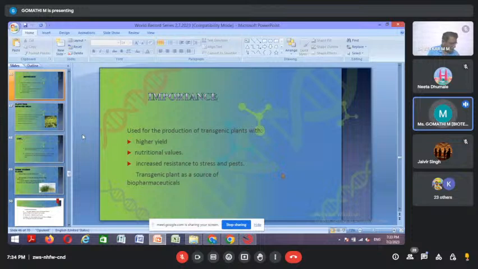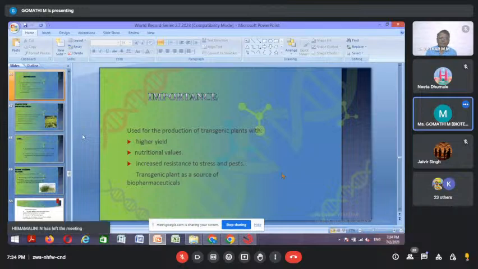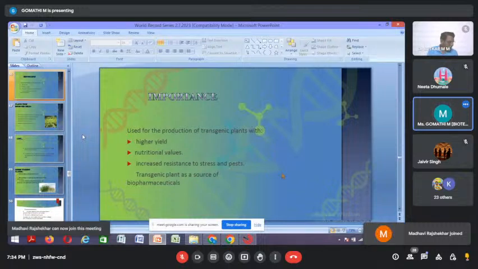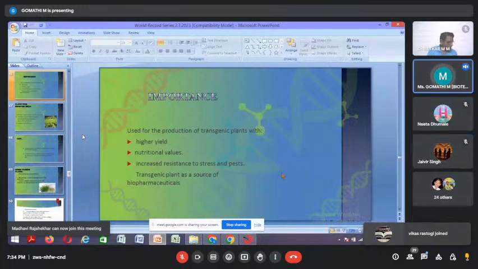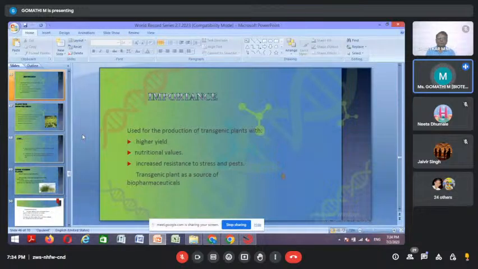An importance of rDNA technology in plants is to produce transgenic plants with higher yield, higher nutritional values, increased resistance to stress and pests, and it is also used as a source of biopharmaceuticals. So for production of high yields in plants, we can go with recombinant DNA technology. For higher nutrient values, we go for recombinant DNA technology. And for increased resistance to stress and pests, we go with recombinant DNA technology.